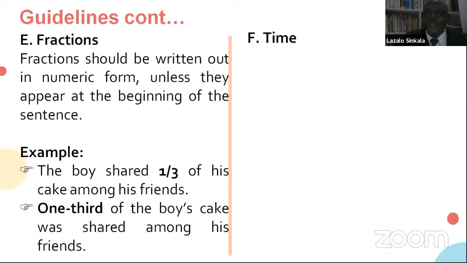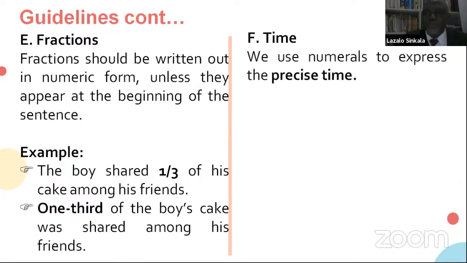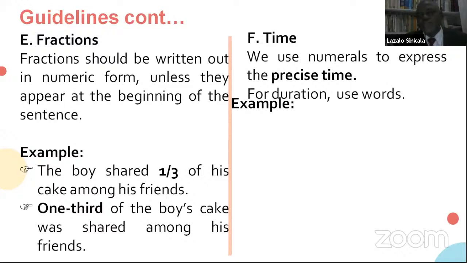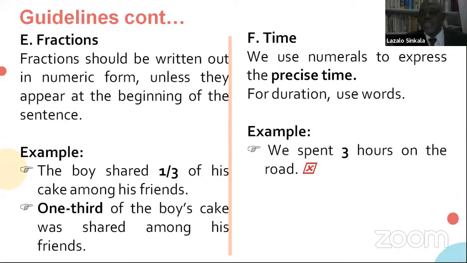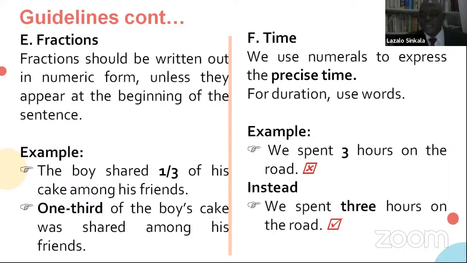Time. We use numerals to express precise time. For duration, we use words. Please, let's understand this and impart it in our learners. We use numerals to express the precise time. As for duration, we use words. Example, okay? We spent 3 hours on the road. That is wrong. It's supposed to be, we spent three, written in words, hours on the road.